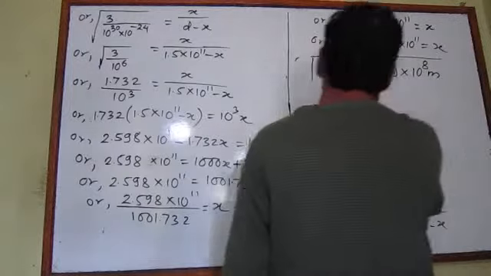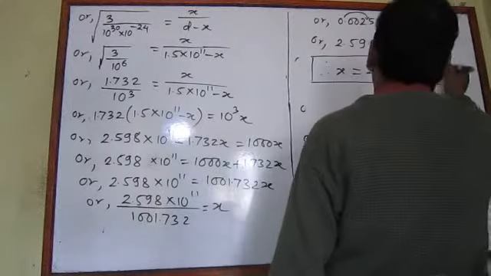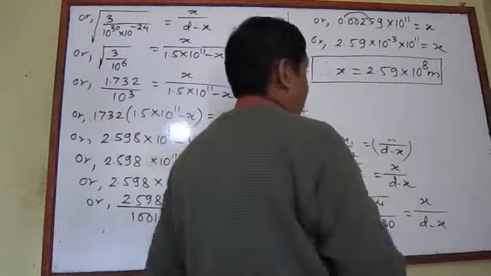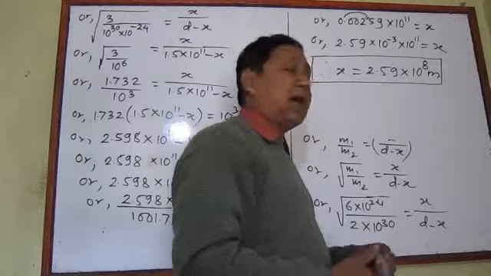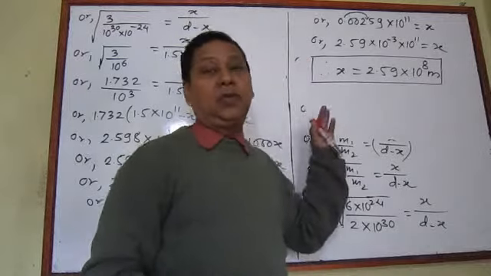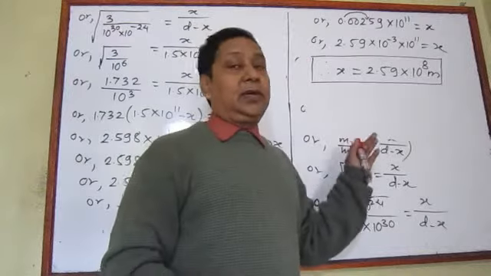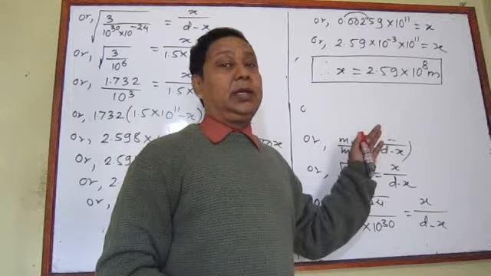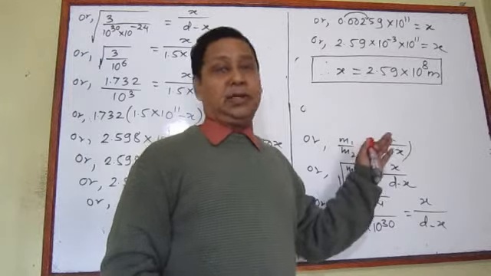And we can say that when the rocket reaches a distance of 2.59 into 10 to the power 8 meter, then the gravitational force between Earth and rocket and Sun and rocket will be equal and opposite, so the resultant is 0.